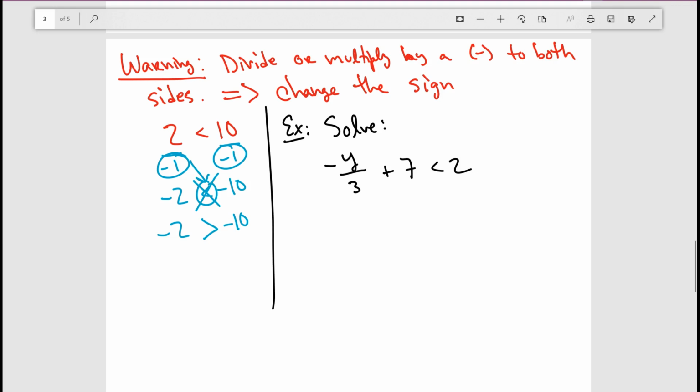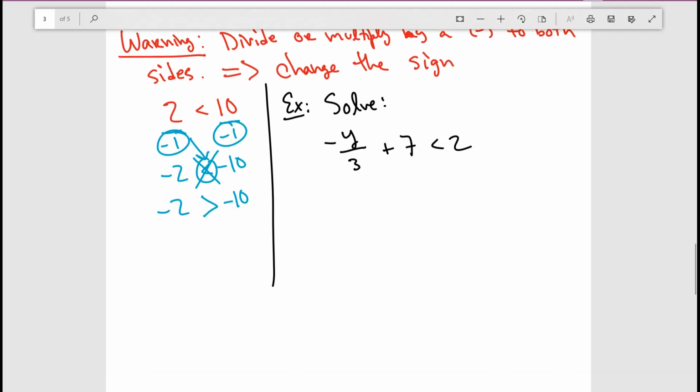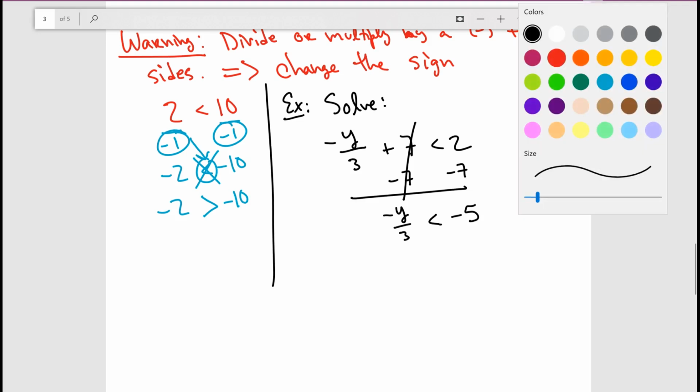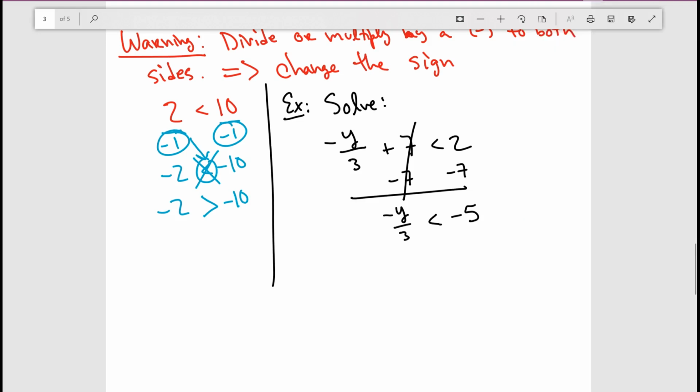So one of the things that you want to do, and notice that I changed the variable now to y because it can be any value that you want. It doesn't necessarily have to be x. So the first thing that I'm going to do, I'm going to solve it like a regular problem. I'm going to subtract by a 7. So I'm going to have negative y divided by 3 is less than 2 minus 7, which is going to give me negative 5.